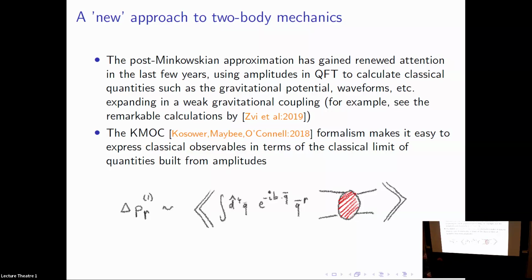And the KMOC formalism makes it easy, or easy, but we can express classical observables in terms of the classical limit of quantities built from these amplitudes. So this is just a sketch of, for example, what the impulse would correspond to.